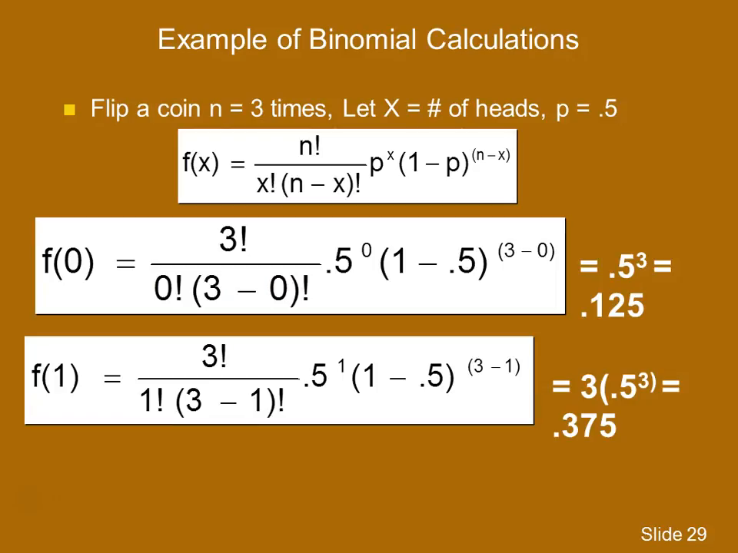Now I'd like to point something out. When p is a half, as it is in this problem, it turns out a binomial distribution is going to be perfectly symmetric. For example, in this problem, if you think about it, 0 heads, which we just calculated as having a probability of 0.125, 0 heads should have exactly the same probability as 0 tails. But 0 tails means you got 3 heads.